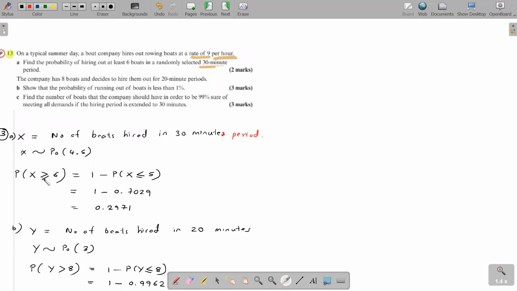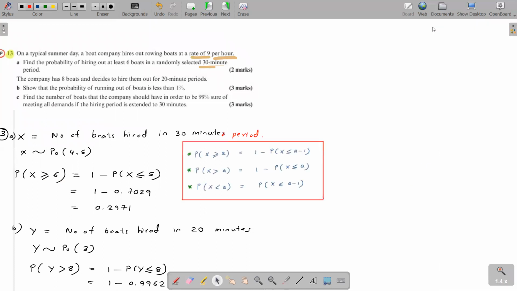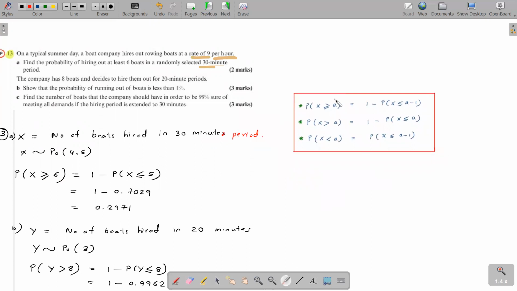So how do I get the probability? In order to calculate the probabilities, I need to convert it to the less than or equal probabilities, right? So again, using the conversion table. When it's greater than or equal, it's 1 minus the probability less than or equal to that value minus 1. So here, less than or equal to 6 minus 1, which is 5. So go to the Poisson table, lambda 4.5, X value 5. You can get this value 0.7029, and the answer is 0.2971.